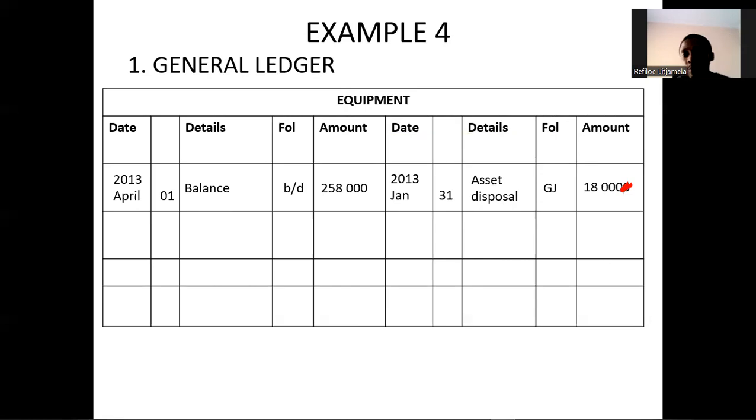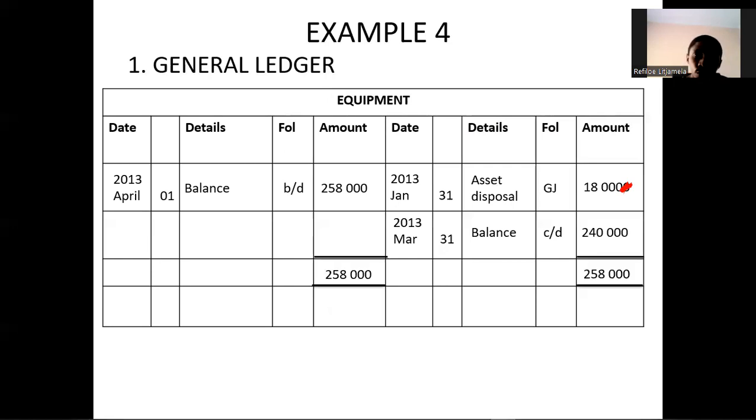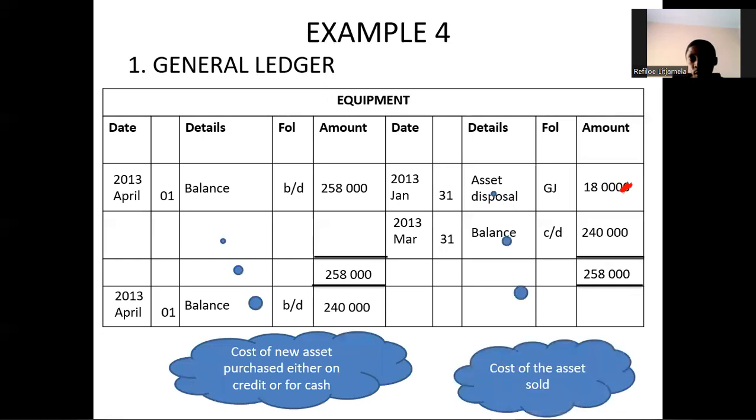Now balance carried down on equipment will be 240,000, which is the equipment that we still have left. So that is equipment that we have had from the beginning of the year. We're going to have it for the entire year. We didn't buy any equipment, that's why we have nothing on the debit side, and we sold equipment. That's why we've got the cost of equipment sold, which we record as asset disposal.